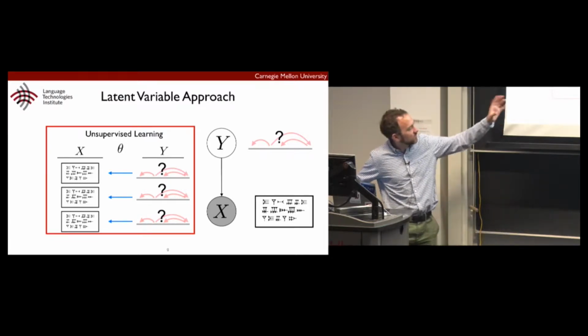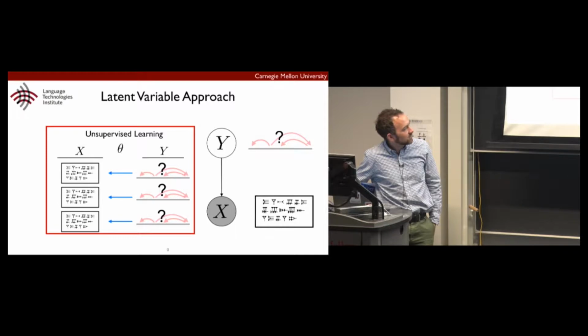So if we're given this text, what we do is basically assume that we have some sort of underlying structure that's allowing us to generate this text, but we don't know what that structure is, so we want to learn it.